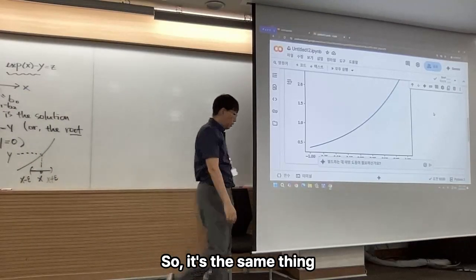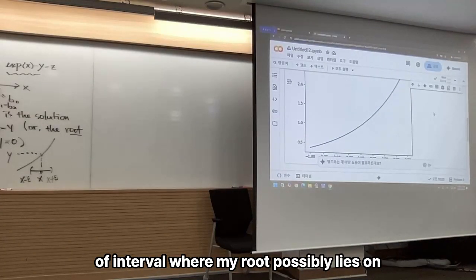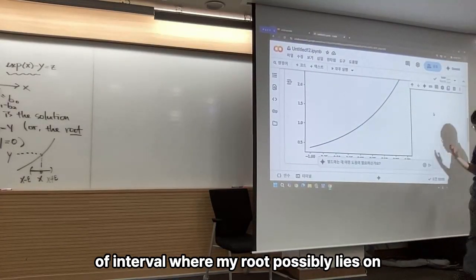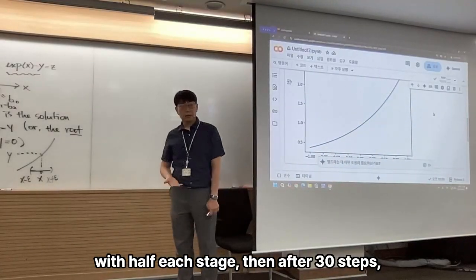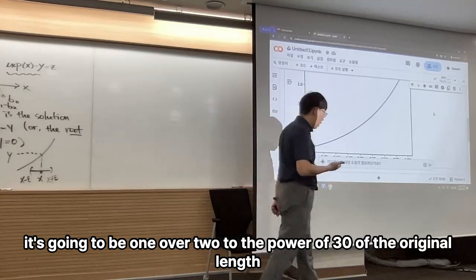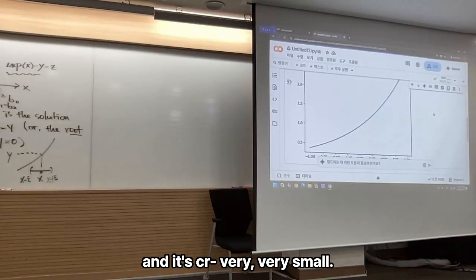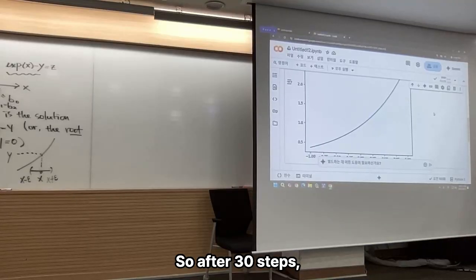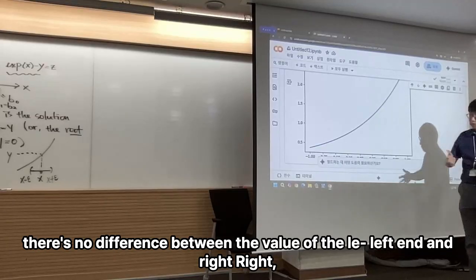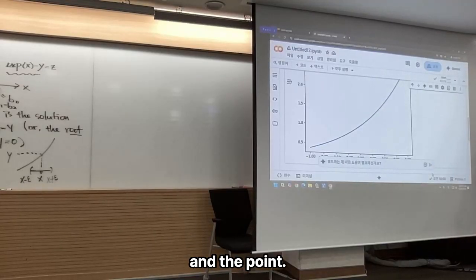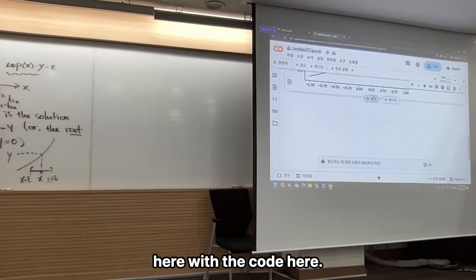It's the same thing as I did in the powering. If I decrease the length of the interval where my root possibly lies by half at each stage, then after 30 steps, it's going to be 1 over 2 to the power of 30 of the original length, and it's very, very small. So after 30 steps, I don't have to carry on anymore because there's no difference between the value of the left end and right end at the point. So let's try to implement this with the code here.